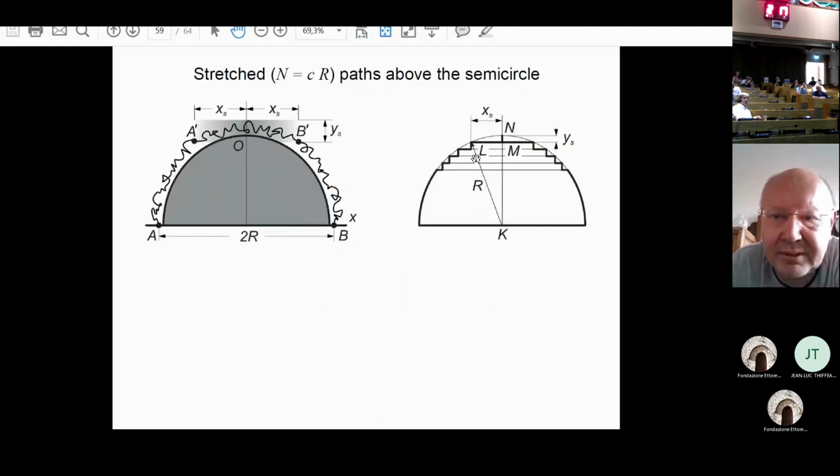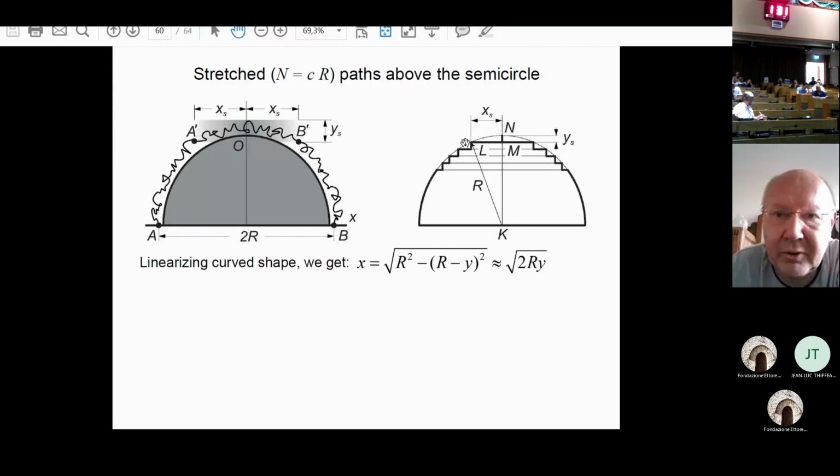Just briefly, how this can be computed, just the idea, with hand-waving arguments. We have a stretched random walk above the semicircle, and we consider only the part between points A prime and B prime. Suppose this part is such that we can forget about the curvature, so we can linearize the curved shape. Then the typical horizontal distance, by the Pythagorean theorem, will behave like that, where y is the normal direction.